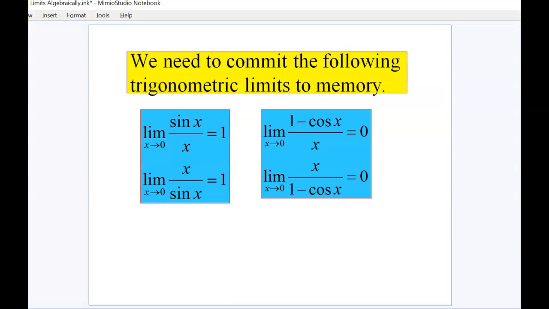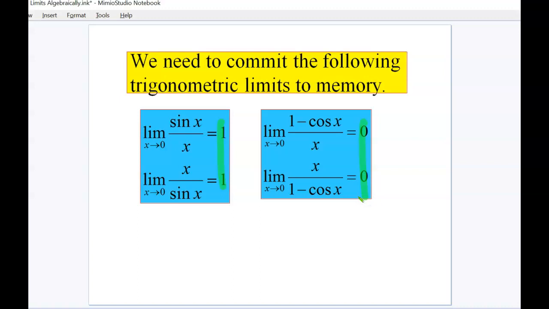These two limits are two limits that you might want to commit to memory. I'm not going to go through the proof of these, but you can research them on the internet or in your textbook if you'd like. Basically, the limit as x approaches 0 of sine x over x, or x over sine x, is 1. And the limit as x approaches 0 of 1 minus cos x over x, or x over 1 minus cos x, is equal to 0.